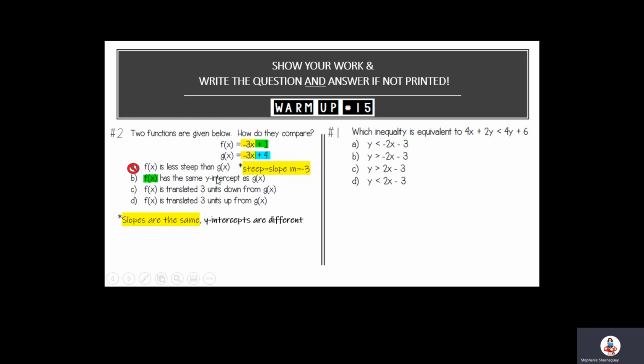Letter B says f of x has the same y-intercept as g of x. Well, we're talking about the y-intercepts, which is plus 1 and plus 4. And last I checked, 1 does not equal 4. So B is not the correct answer.